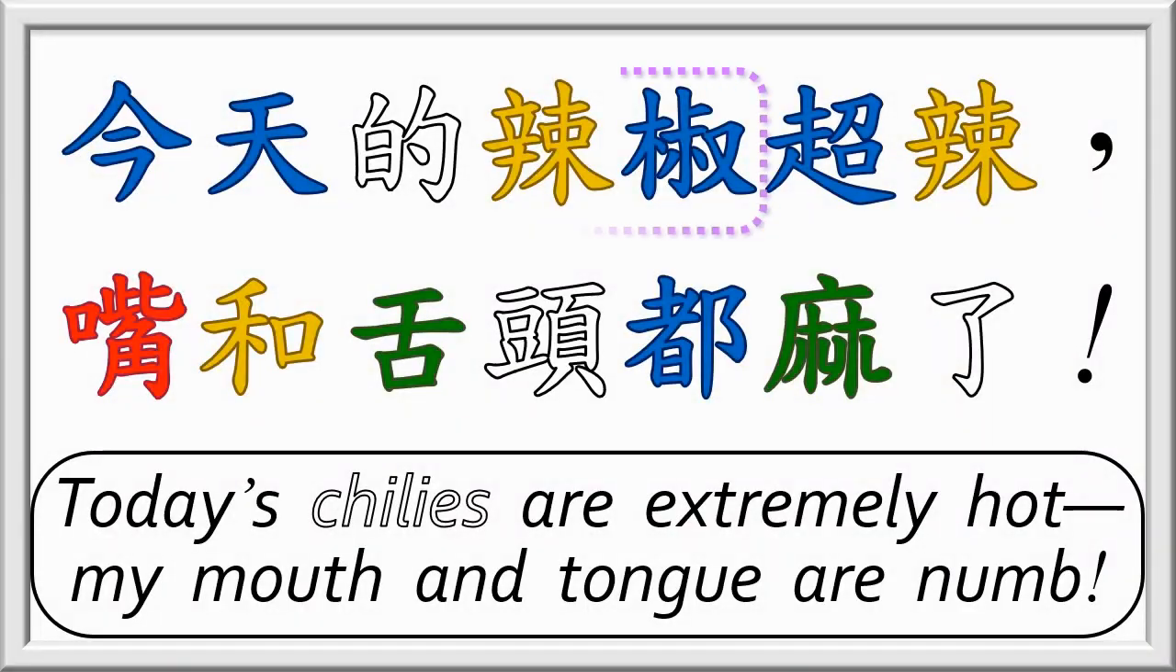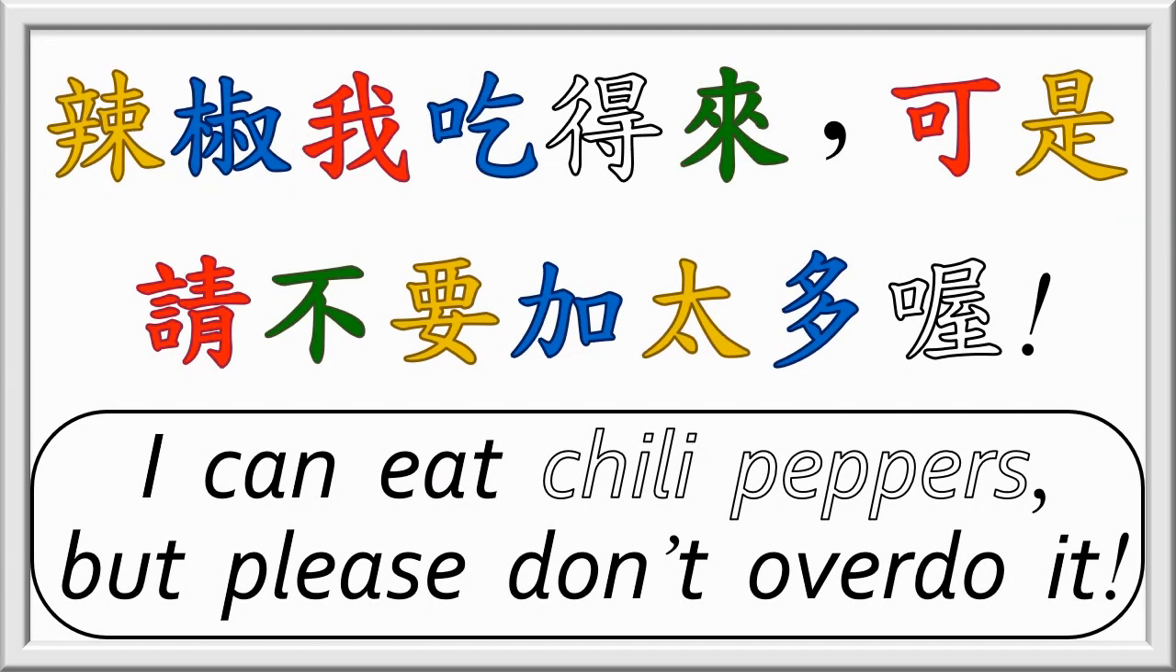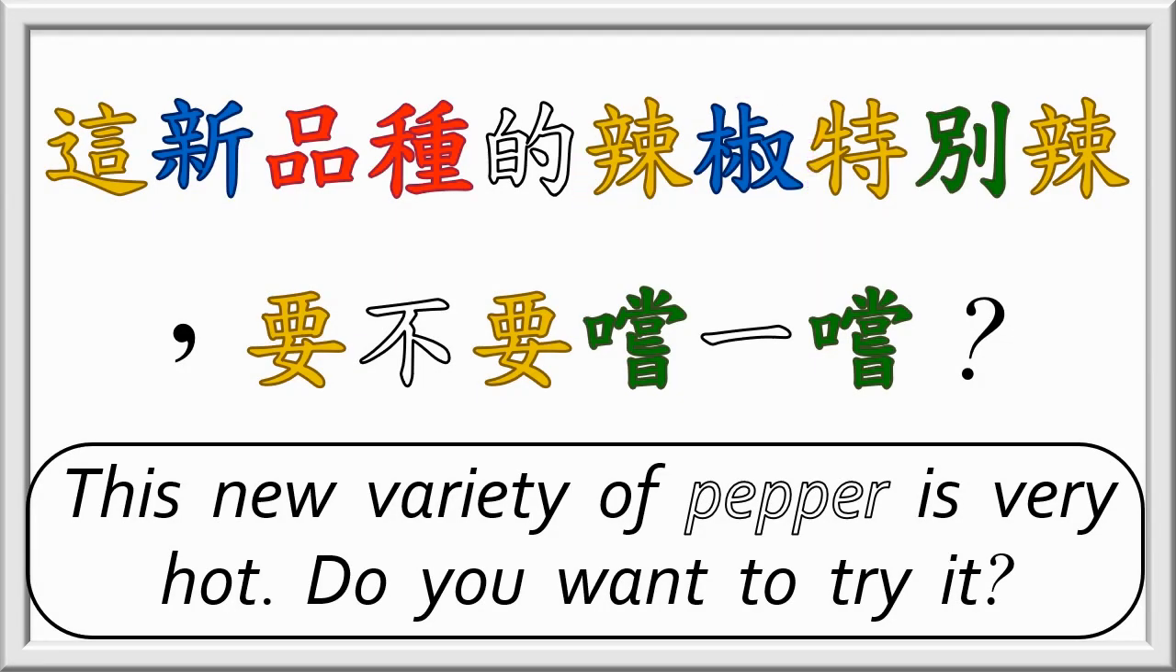So, now the correct term for chili peppers is 辣椒. 今天的辣椒超辣，嘴和舌头都麻了。 Today's chilies were extremely hot. My mouth and tongue are numb. 辣椒我吃得来，可是请不要加太多哦。I can eat chili peppers, but please don't overdo it. 这新品种的辣椒特别辣，要不要尝一尝？ This new variety of pepper is very hot. Do you want to try it?